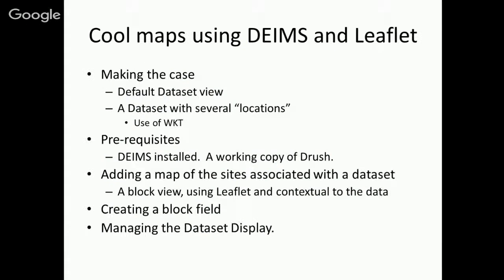All right. Here's kind of a little bit of the overview. First, I'm going to make the case. I'm going to show you the DEIMS default dataset display, and you're going to see a dataset with several locations. And we're going to tell a little bit how to use the well-known text. Then we'll walk you through the requisites to have this feature working with DEIMS. And then in the process of building this feature, we'll create a view, we'll create also a block field, and then we manage a little bit the data set display. That's kind of what we are going to do.